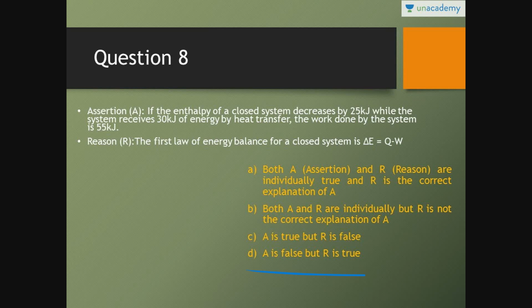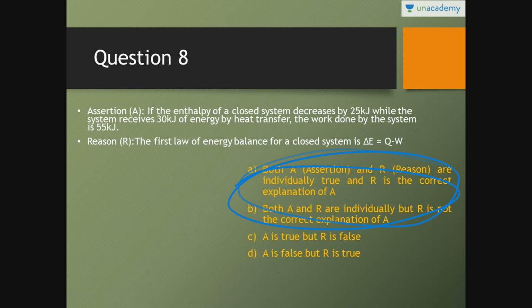The options are very close. The confusion is basically between option A and option B, because you can easily recognize whether it is C or D: either A is true and R is false, or A is false and R is true. But the confusion is mainly related to A and B. Both A and R are true, but is R the correct explanation of A or not? I will be giving you more and more assertion and reasoning questions. You can practice them, and we will discuss those in detail.